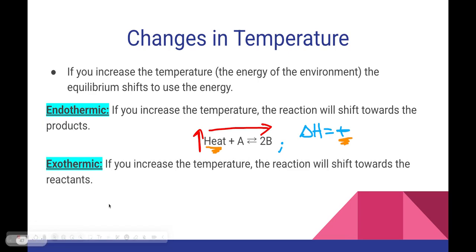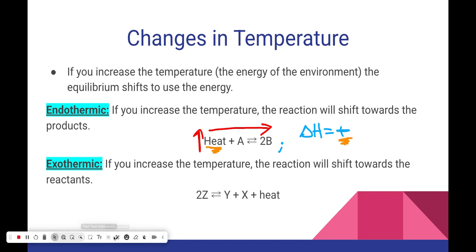Now, for an exothermic reaction, if we increase the temperature, the reaction will shift towards the reactants. So this time, guys, if we're taking a look here, this would be a case where, of course, delta H is going to be negative, right?